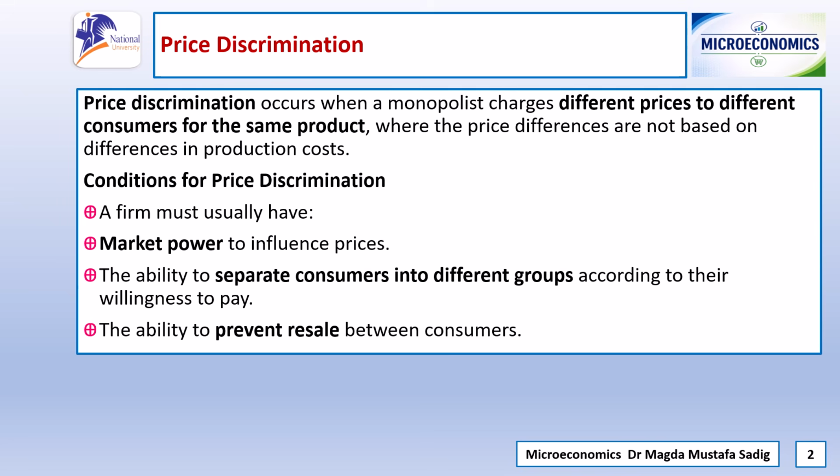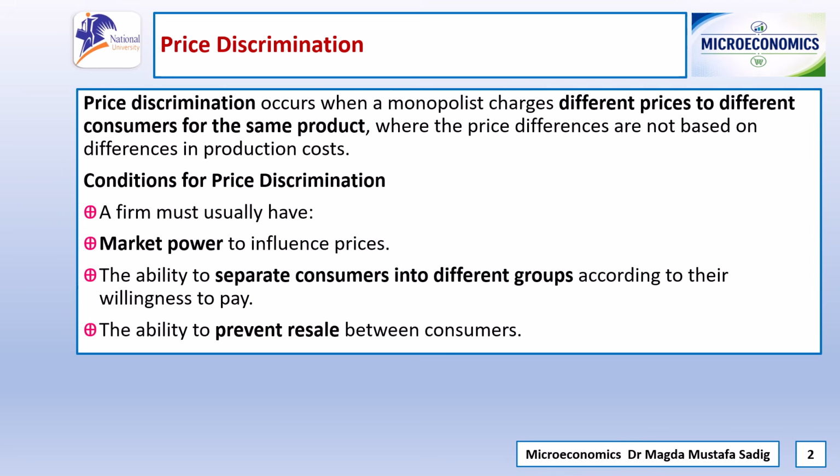Condition number three, ability to prevent resale. The third condition is the ability to prevent resale between consumers. Why is this important? Suppose one group can buy the product at a lower price and then resell it to another group that faces a higher price. In this situation, the firm's price discrimination policy would become difficult to maintain. Therefore, the firm usually needs to prevent consumers who receive the product at a lower price from reselling it to consumers who are expected to pay a higher price.